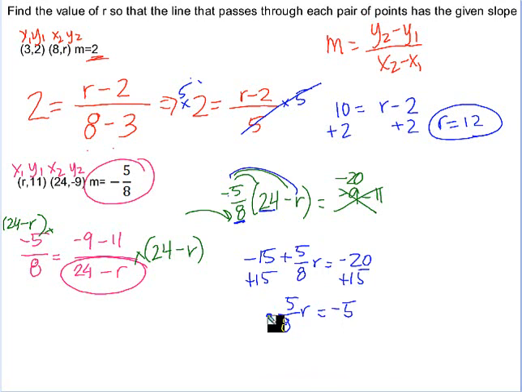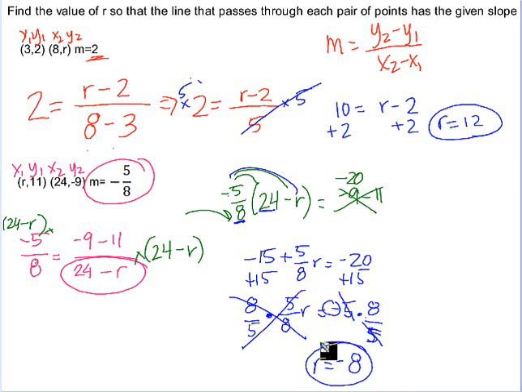All right, to get rid of 5/8, we can multiply by the reciprocal, 8/5. So 5/8 and 8/5 cancel, so we're left with r equals, the 5 in the numerator and denominator cancel, so we're just left with negative 8. So in this case, r is equal to negative 8.